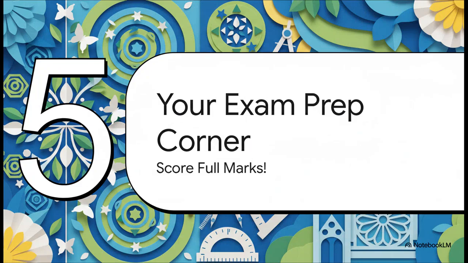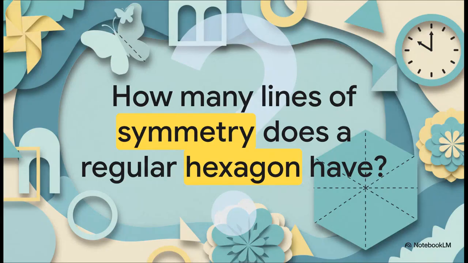Now for the most important part. You've understood the concepts, which is great. But how do we use this knowledge to score full marks in the exam? Let's find out. So here is a typical question you might see in your paper. How many lines of symmetry does a regular hexagon have? Now remember, a regular hexagon is just a shape with 6 equal sides. So how are we going to solve this?